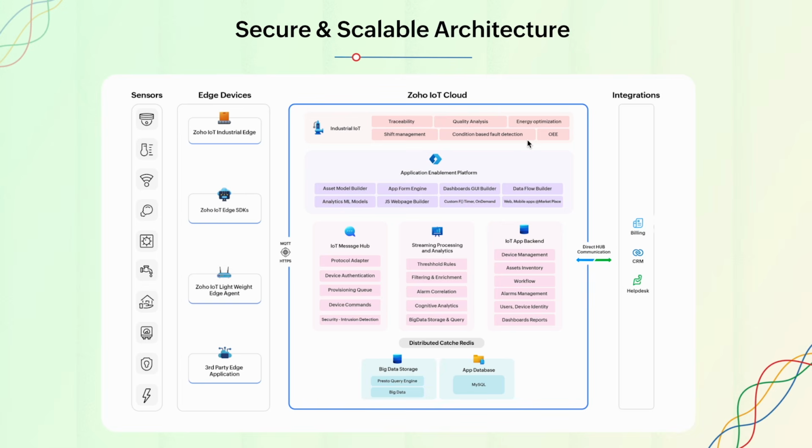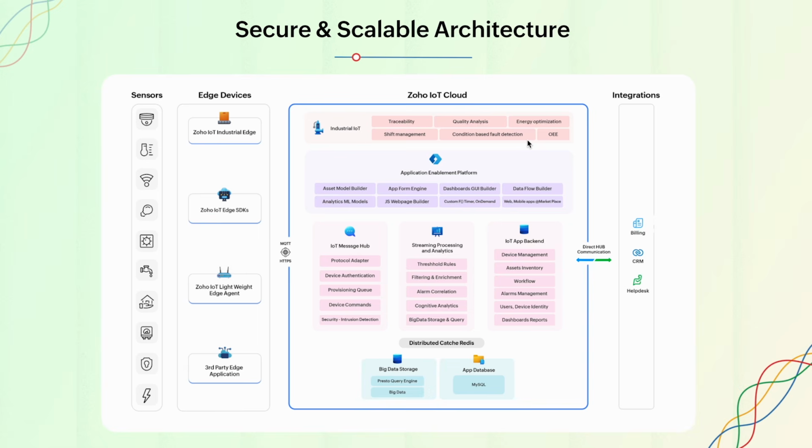And over and above this, we have an application enablement layer, where we have packaged the builder tools such as asset model builder, device builders, form engines, dashboard GUI builder, report builder, all things. Over and above this, we also have the vertical solutions, which would be industrial IoT or smart buildings. On the left hand side, you can see the edge component.